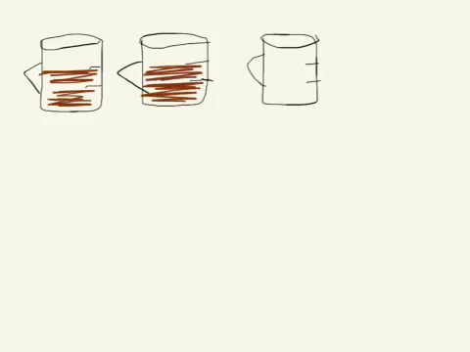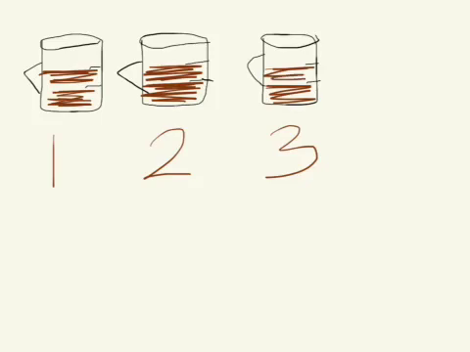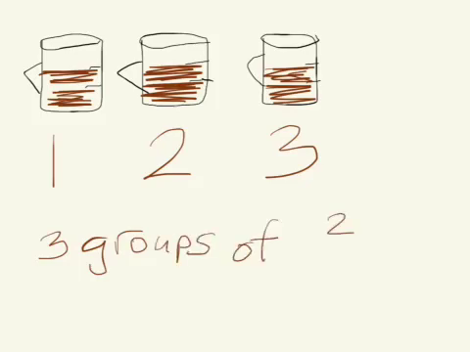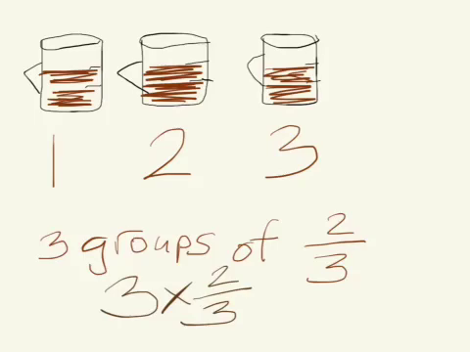So this is for recipe 1, this is for recipe 2, and recipe 3 also has 2/3. So we have 3 groups of 2/3. Here's one group of 2/3, here's another group of 2/3, and here's another group of 2/3. And this phrase here, groups of, really means multiply. So really what we're doing is saying 3 times 2/3.